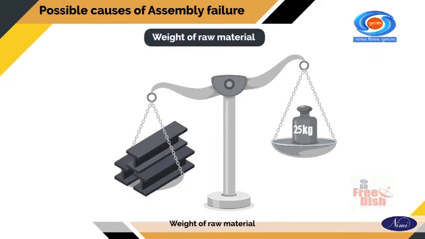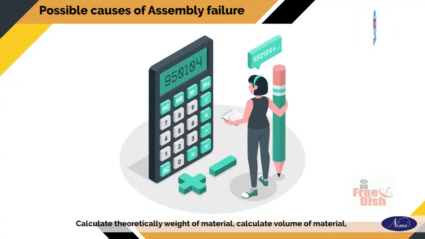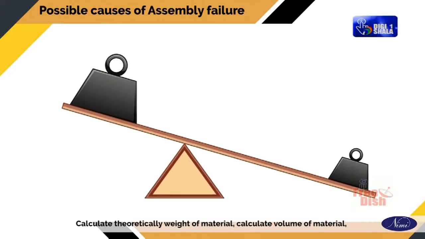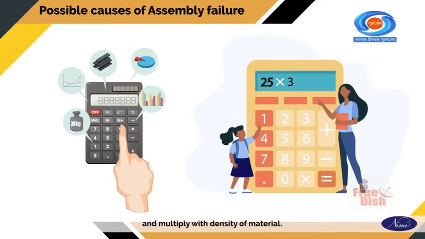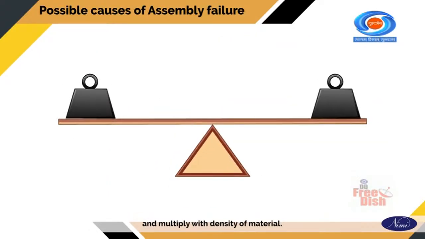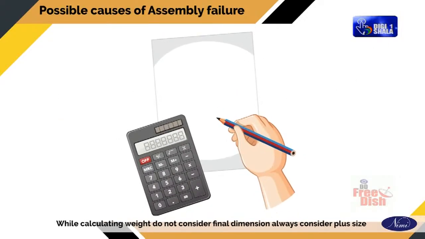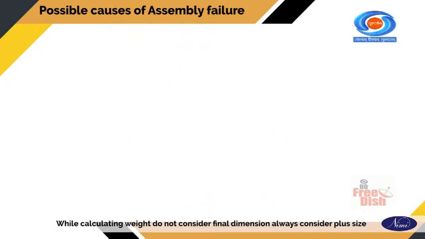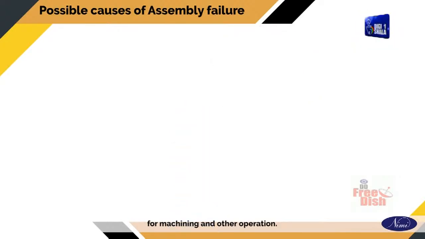Weight of raw material. Calculate theoretically the weight of material. Calculate the volume of material and multiply with the density of material. It gives you the exact weight of raw material required. While calculating weight, do not consider the final dimension, always consider plus size for machining and other operations.